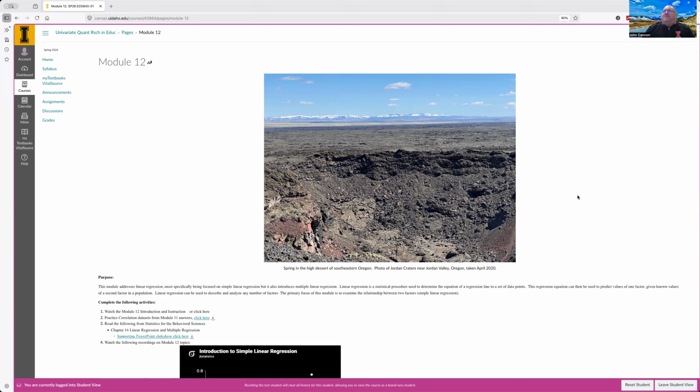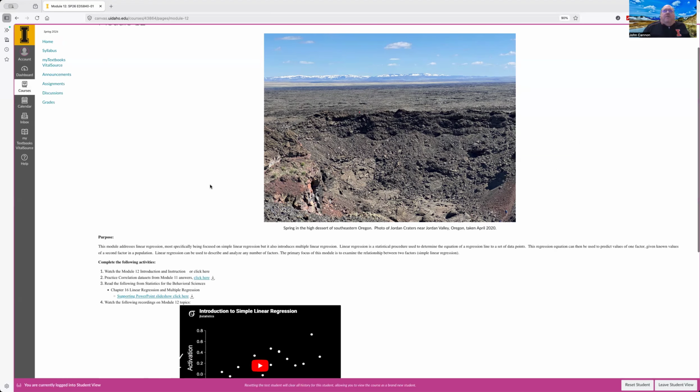And I'm sharing a photo. I took this back during the Easter weekend in April 2020. This is in southeastern Oregon near Jordan Valley, and this is what's called the Jordan Craters. You're looking to the south and east towards the Owyhees of southwestern Idaho. It was a beautiful spring day in the high desert, and it was a long gravel road back to this crater. So we'll go in and get started.